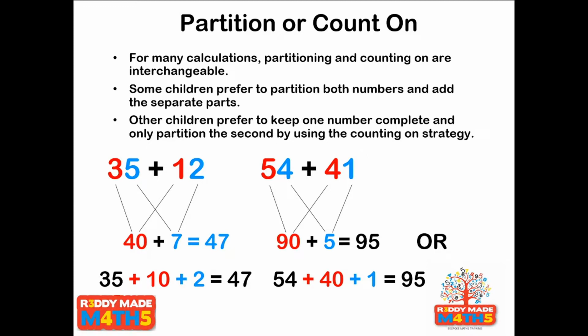Similarly, in the second calculation, there's those 2 options again. Do I add the 10s and add the 1s, or do I just keep the first number as a whole number, add on the 10s to that, and add on the 1s to that? Either way is going to get the same answer. It just depends on people's personal preferences.